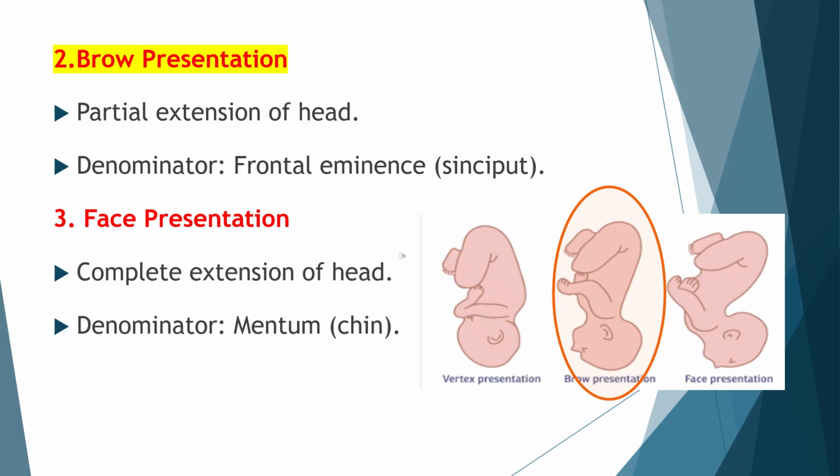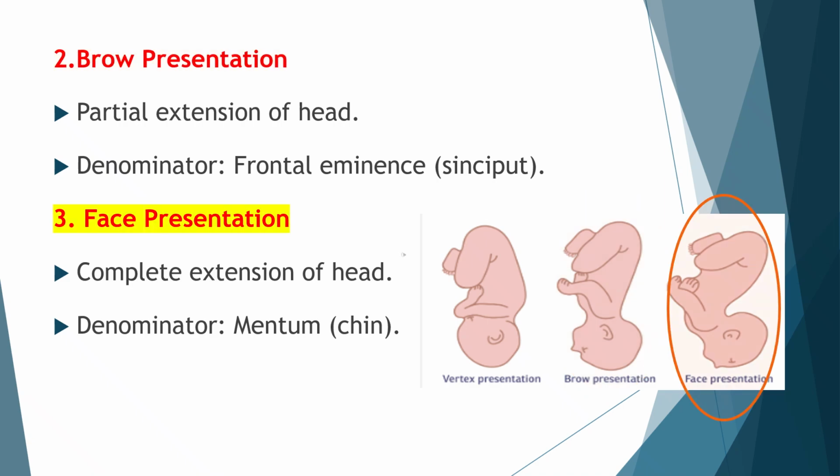Because the head is neither fully flexed nor fully extended, the brow or forehead becomes the presenting part. The denominator used here is the frontal eminence, also known as the sinciput. Brow presentation is uncommon and may create difficulties during labor, because a larger diameter of the fetal head tries to pass through the pelvis. Now let's look at face presentation.